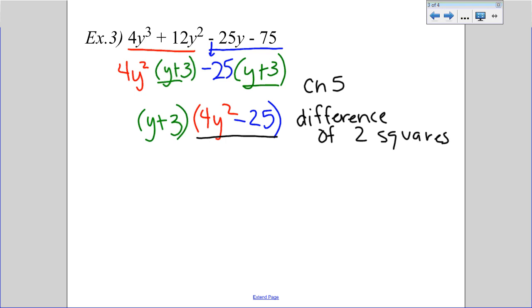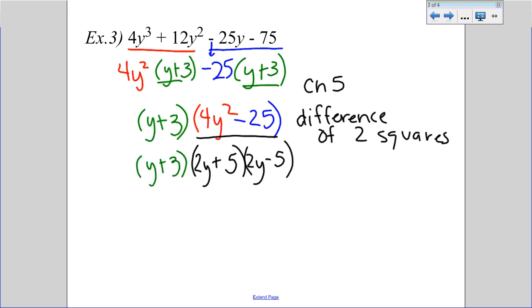So we have 4y squared minus 25. We're going to factor that into two binomials. 4y squared is 2y times 2y, because the square root of 4 is 2. 25 is 5 times 5, because the square root of 25 is 5. And in order to get a negative 25, I have to have one positive, one negative. If we look, ladies and gentlemen, I'm going to bring down my y plus 3. And now every single term in our problem is linear, so we know that there's no more factoring.